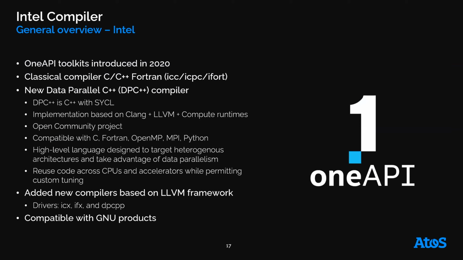Okay, so the Intel compiler, they have changed the name of the whole package. It's called oneAPI. Nowadays, it's mostly still the same package as was the Intel Parallel Studio for many years. So it still consists of the classic compilers, so ICC, ICPC, and iFort. But these compilers are not being developed anymore.